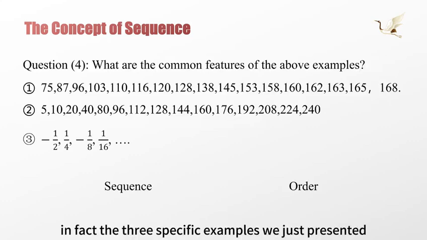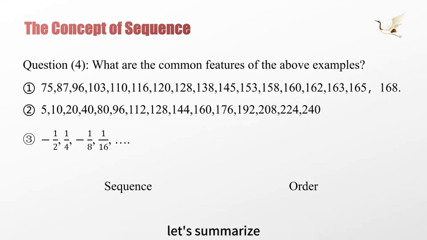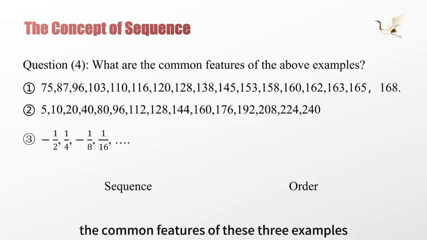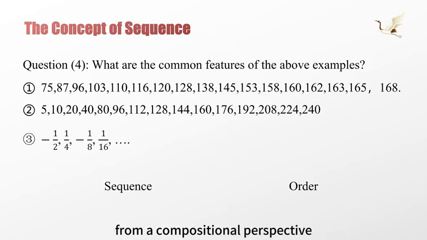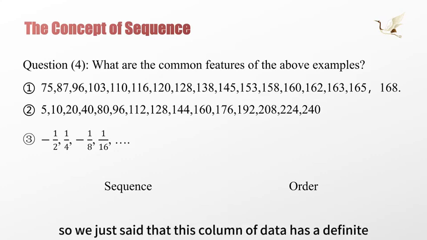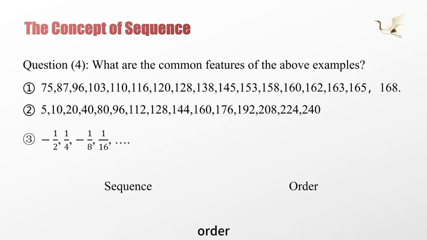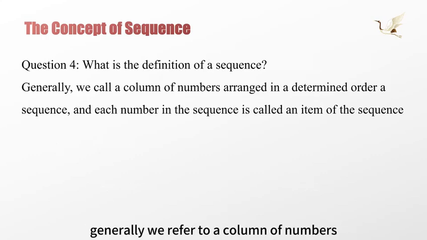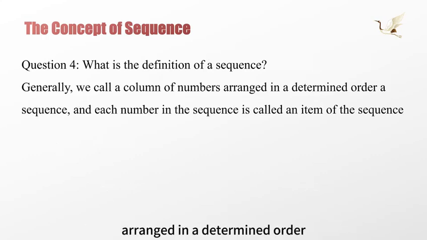In fact, the 3 specific examples we just presented are all sequences of numbers. Let's summarize the common features of these 3 examples from a compositional perspective. They are all a column of numbers, and the positions between the numbers cannot be interchanged. So we just said that this column of data has a definite order. Generally, we refer to a column of numbers arranged in a determined order as a sequence, and each number in the sequence is called an item of the sequence.